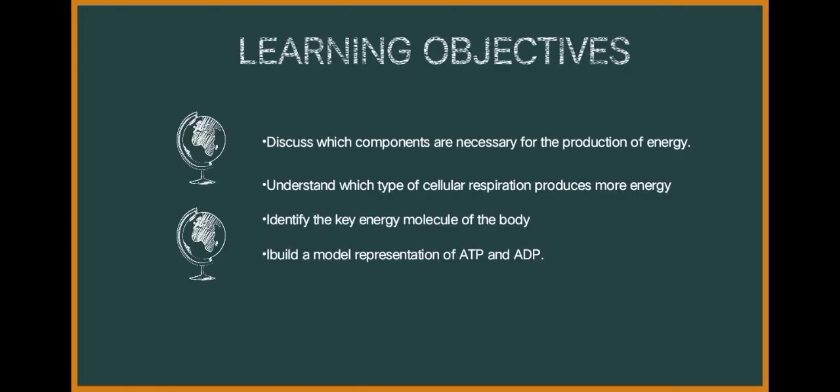Okay, so for learning objectives, this topic discusses which components are necessary for the production of energy, and also helps us understand which type of cellular respiration produces more energy. Identify the key energy molecules of the body, build model representations of ATP and ADP, and learn what a catalyst and an enzyme are.